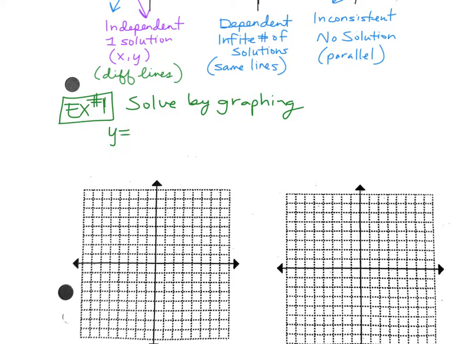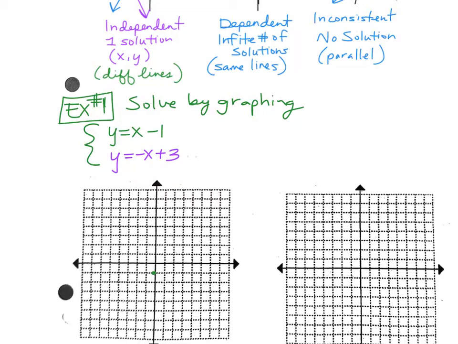Okay, so here's our system. Y equals x minus 1. And y equals negative x plus 3. Okay, so we're going to start with the top line, the green line here. That is our system. How do I graph y equals x minus 1?